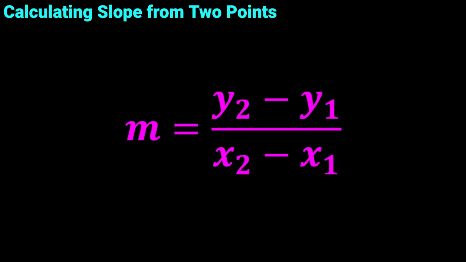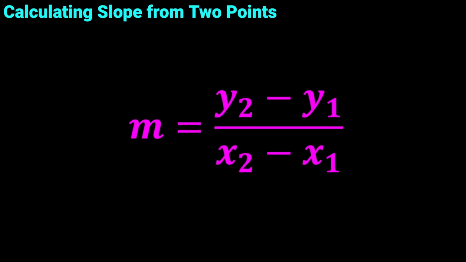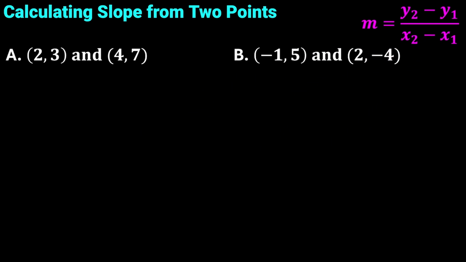Today we're going to be calculating the slope when we're given 2 points using the slope formula. We're going to go over 2 problems in this video, and then I'm going to give you a challenge at the end to make sure that you understand what you're doing. Let's start with the pair of coordinates for A.